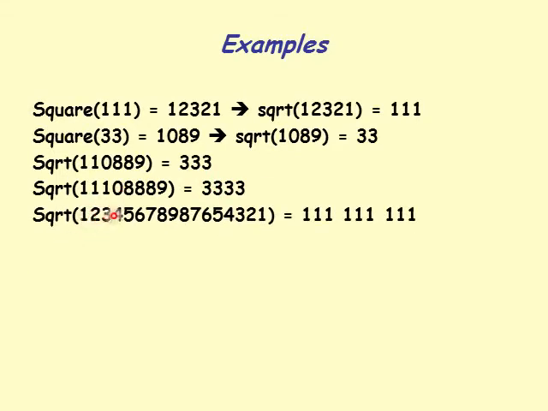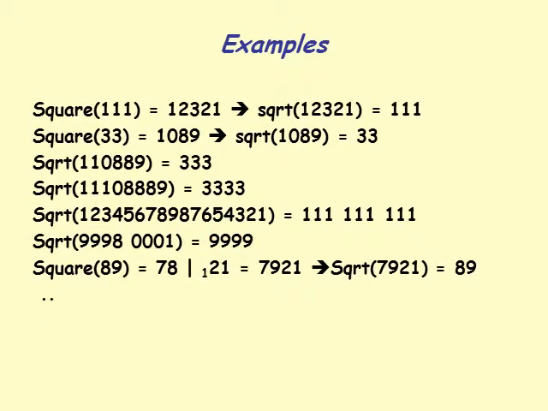The square root of 1, 2, 3, 4, 5, 6, 7, 8, 9, and then decreasing 8, 7, 6, 5, 4, 3, 2, 1 is 1, 1, 1, 1, 1, 1, 1, 1, 1. The number of ones is given by the largest digit in the square here. The square root of 9998001 is 9999.